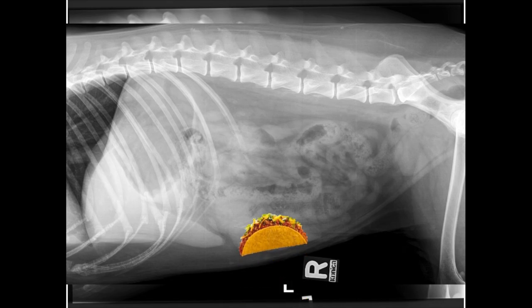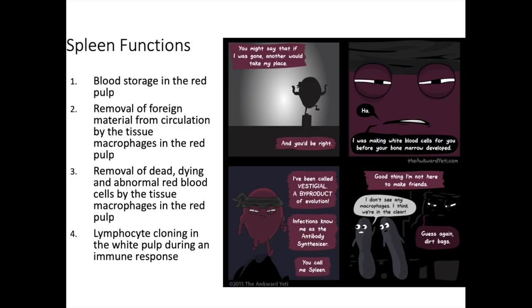See? Taco shell. Okay, little thing to point out to keep in mind when you're looking at your x-rays. Spleen functions are to store red blood cells, so in general, blood storage in the red pulp of the spleen, removal of foreign material from circulation by tissue macrophages in the red pulp, removal of dead, dying, and abnormal red blood cells by the tissue macrophages in the red pulp, and of course, lymphocyte cloning in the white pulp during an immune response.